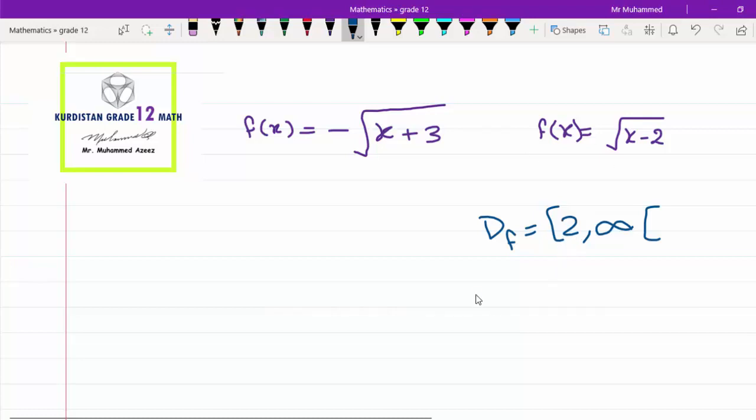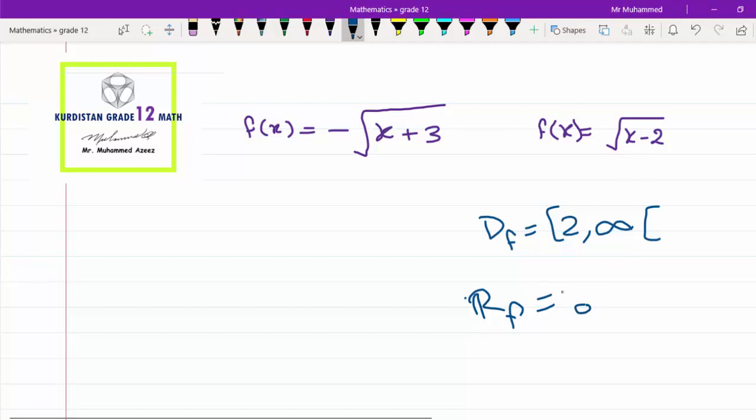To find the range of f, think: if we input these numbers in this function, what are the outcomes? If we put 2, we will get 0. If we put 3, we will get 1. If we put 4, 4 minus 2 will be 2, then the square root of 2 is more than 1.